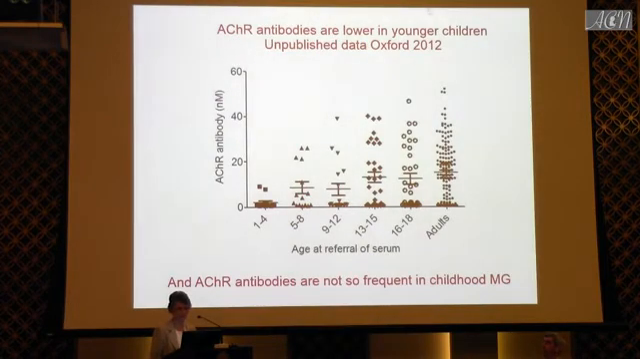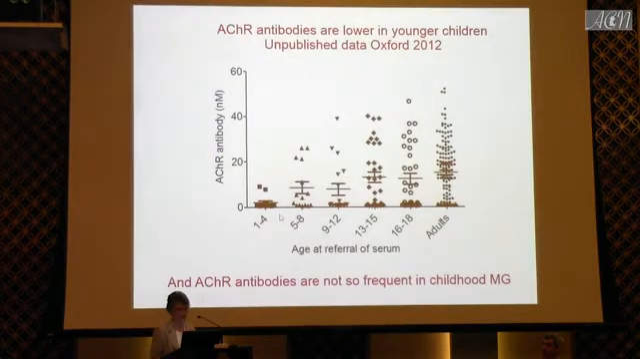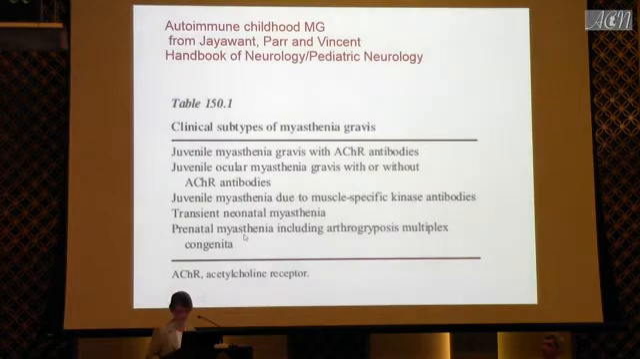When you look at the actual level of antibodies, which is done fairly quantitatively in most laboratories, you see that there's a problem with the children, who clearly weren't very frequent. They tend to have lower antibodies. And in fact, very few of them have really high antibodies. And this, of course, is always going to make diagnosis a little bit more difficult if you're not thinking about it.